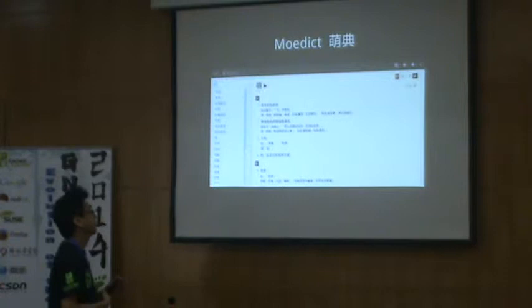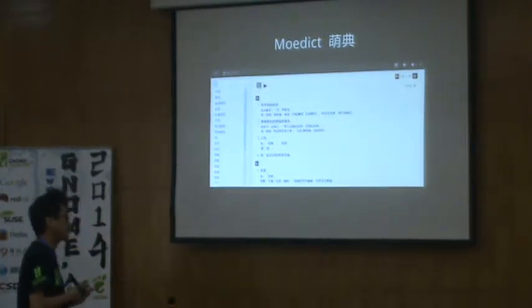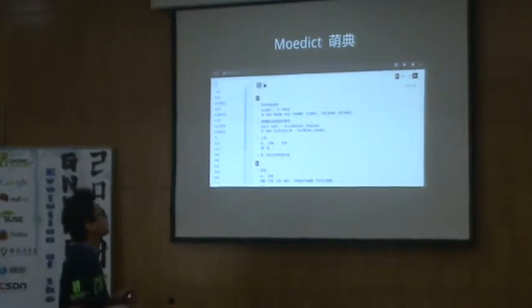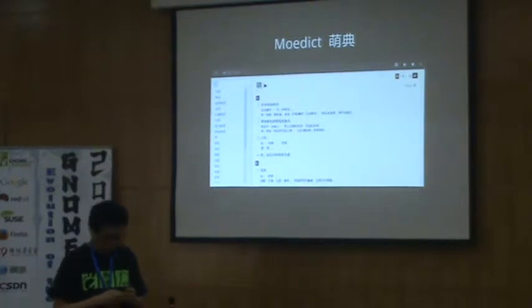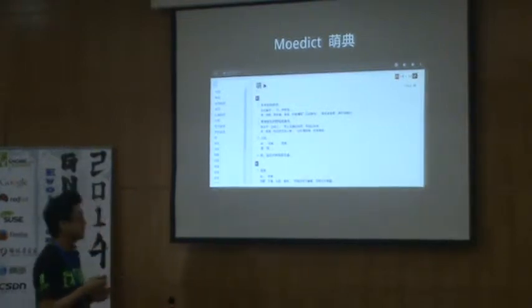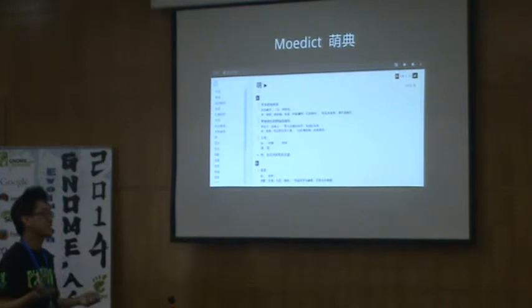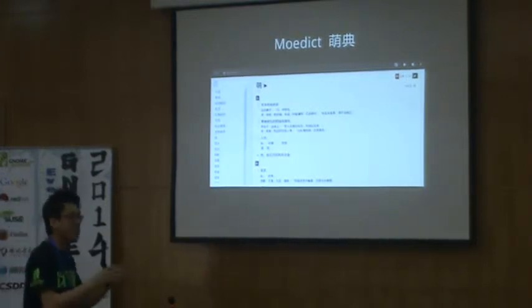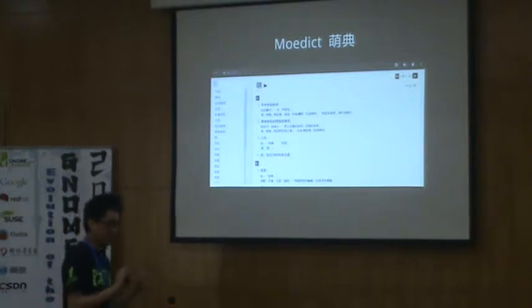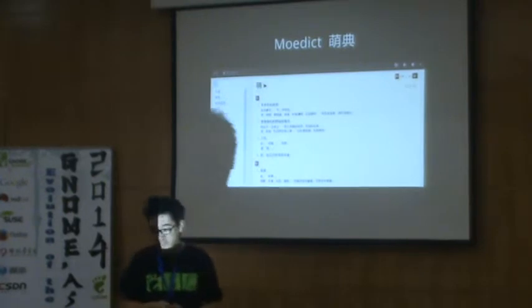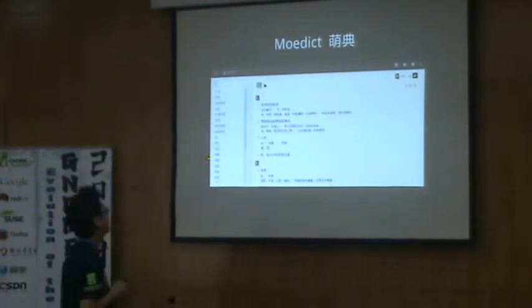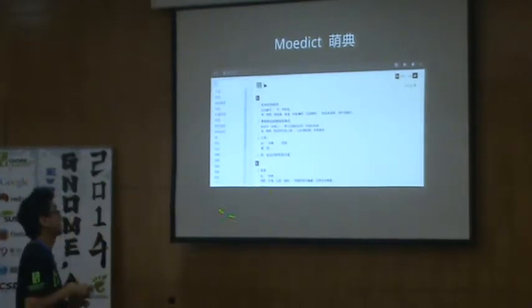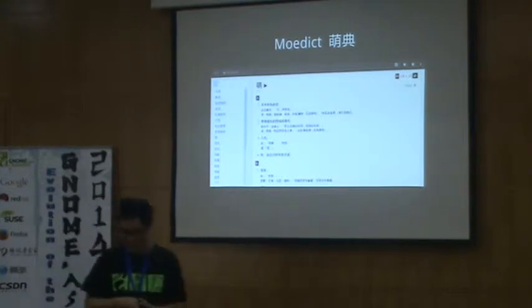Another interesting project developed by GCOV.TW is MoDeck. Actually, it is an online Chinese dictionary, and also a Chinese dictionary available on your smartphone as well. So you can use it online or offline. So you can find many different Chinese terms.